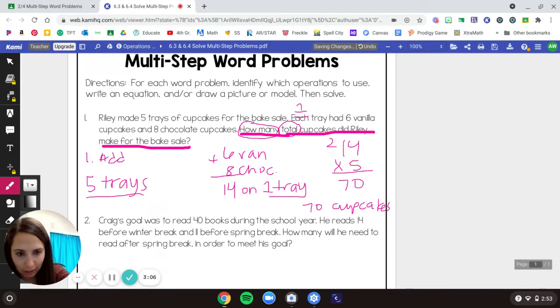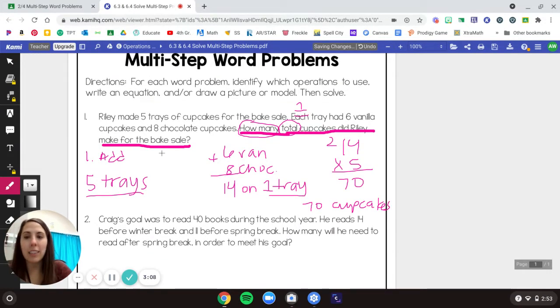cupcakes. I just put that somewhere over here. 70 cupcakes. Remember to think through, what's my question first? What keywords do I know to help me get started? I know I'm going to need to find the total number. And I knew I had a certain number of trays. And I knew how much was on 1. That helps me figure out how many I need in all.